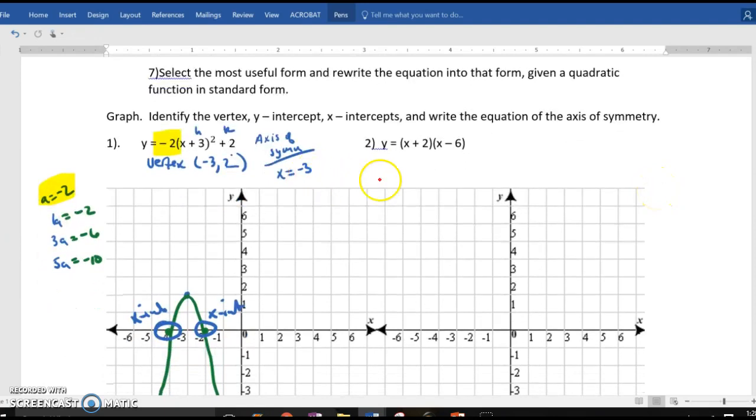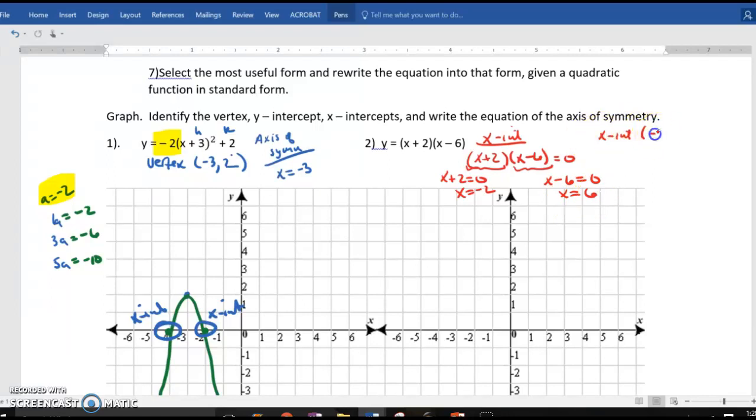In this case, the x-intercepts are the easiest thing to find real quick. So for the x-intercepts, we let y equal 0: x plus 2 times x minus 6, kick y out, replace it with 0. All I'm basically doing is finding the value of x that makes each of these quantities equal 0. So x plus 2 equals 0, and x minus 6 equals 0. So x equals -2, x equals 6. One x-intercept is negative 2, 0. Another x-intercept is 6, 0.